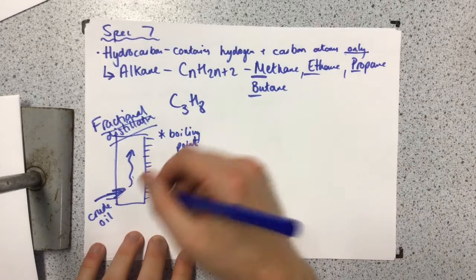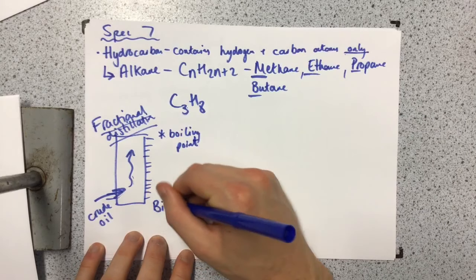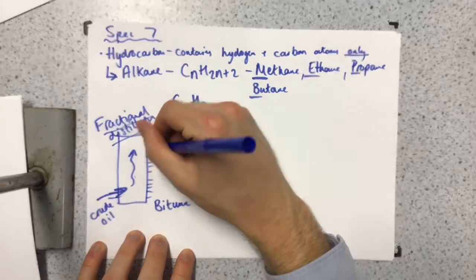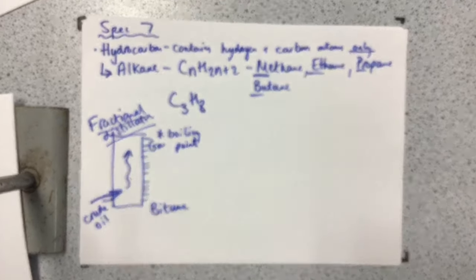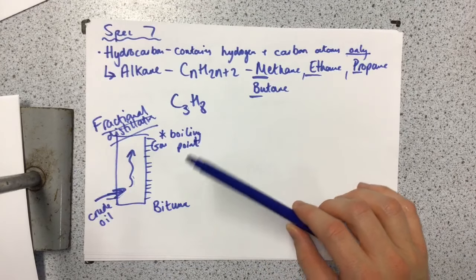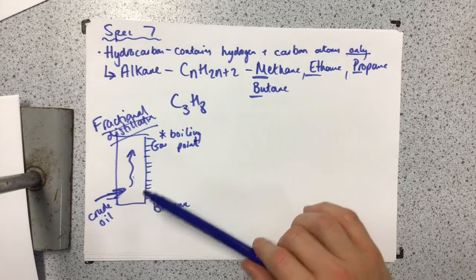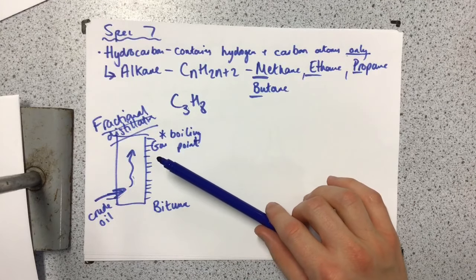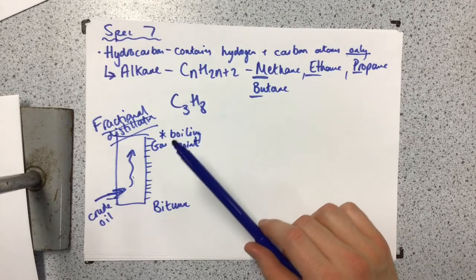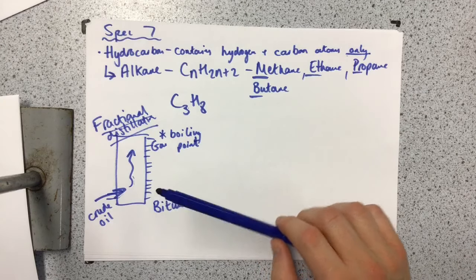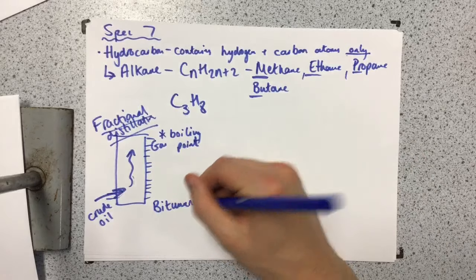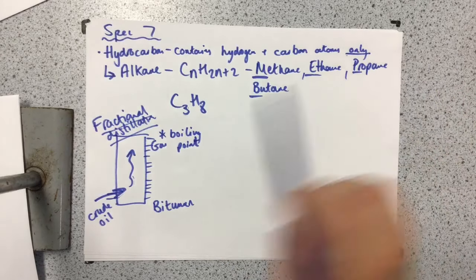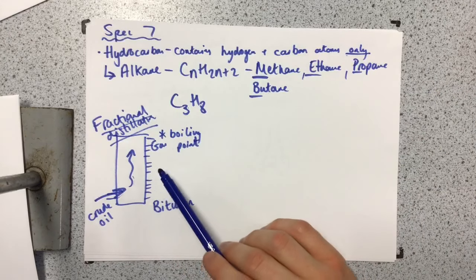So at the bottom you've got things like bitumen. At the top you've got things like gases. If you remember, God puts naughty kids down females bogs. That gives you an idea of where they sit. So then we've got God, gas, puts, petrol, naughty, naphtha, kids, kerosene, down, diesel, females, fuel oil, and then bitumen, which is your box. So that gives you an idea of what's happening inside your fractionating column.